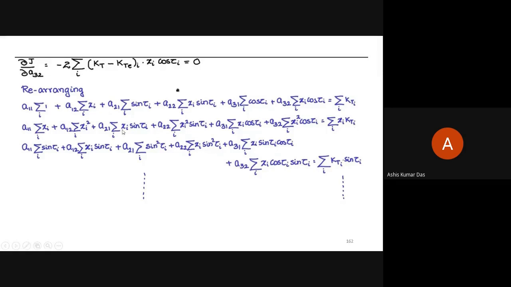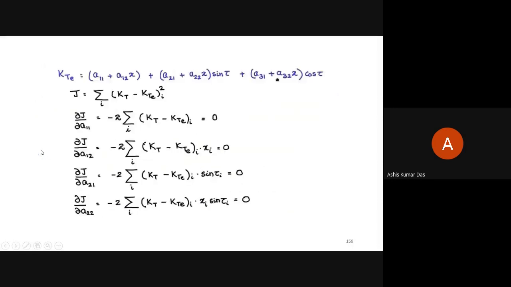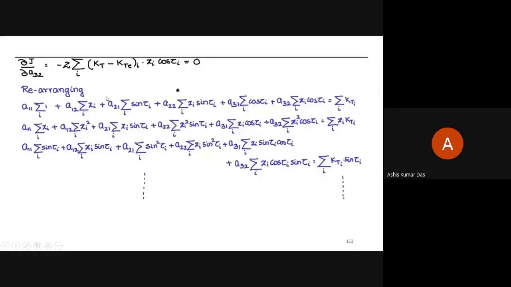So now in this case, accordingly we can get the third term. Here the third term was A21 sin τy. So if we take the A21 sin τy, we are getting the A11 summation of sin τy. In this case, it will be your ξi sin τy.